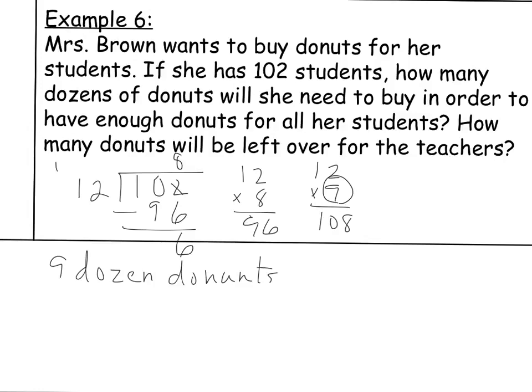And then we can figure out how much she can give to her teachers. So if she's got 108 donuts for 9 dozen donuts, that means I can do 108 donuts total minus 102 for her students. She will have 6 donuts left over for the teachers.